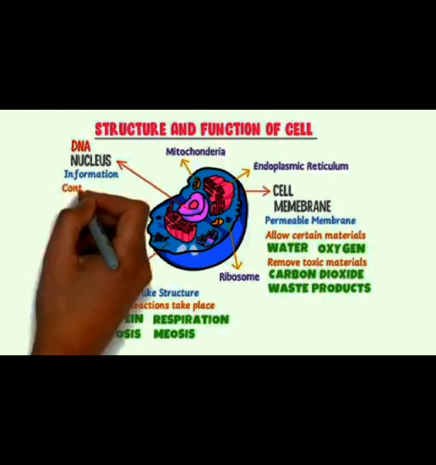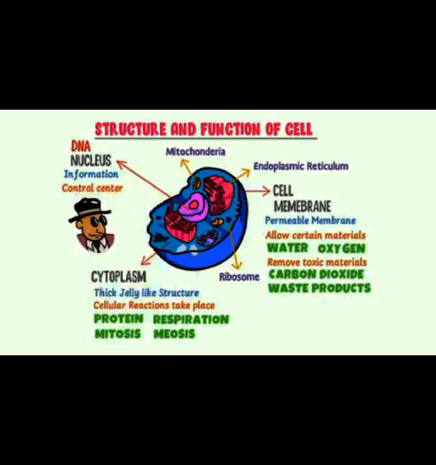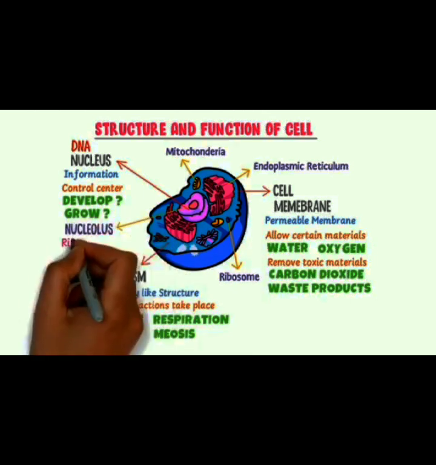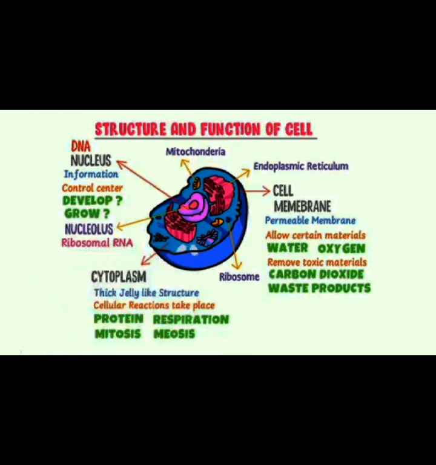This booklet of information is the blueprint of all the functions taking place in the cell. Secondly, the nucleus is the control center of a cell, or king of the cell. It controls all the activities occurring within the cell. For example, the nucleus controls how the cell should develop, how it should survive or grow, how it should reproduce, etc. Thirdly, the nucleus contains the nucleolus. It forms ribosomal RNA or ribosomes.